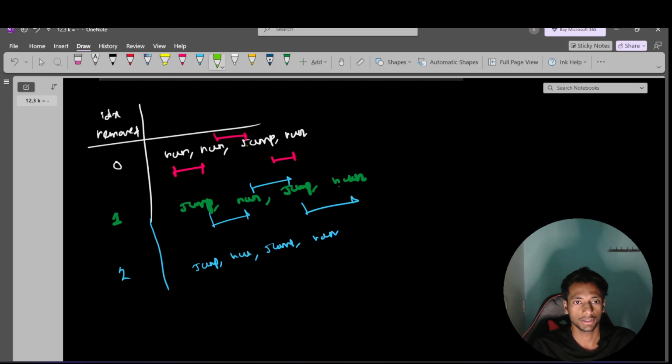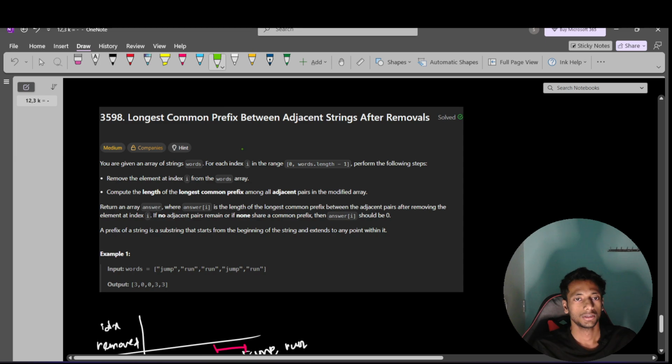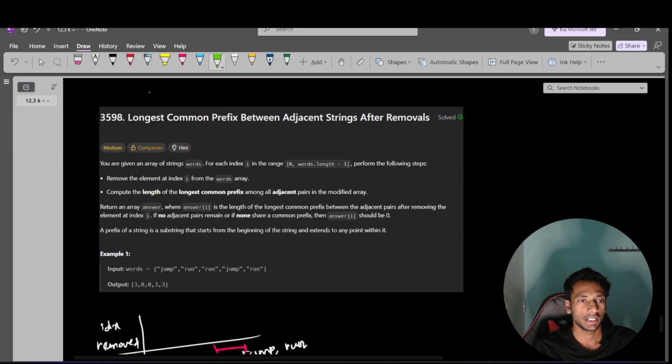So in this video, I'm going to discuss LeetCode problem 3598, longest common prefix between adjacent strings after removals. You are given an array of strings words. For each index I in the range 0 to n-1, perform the following steps: remove the element at index I from the words array and compute the length of the longest common prefix among all adjacent pairs in the modified array.